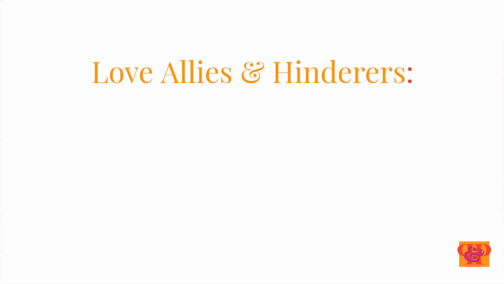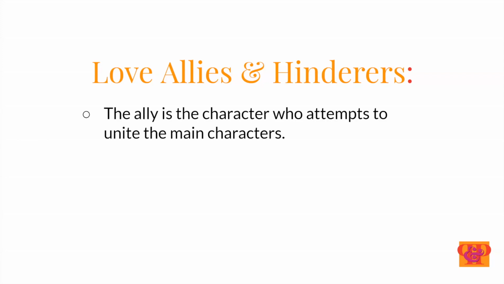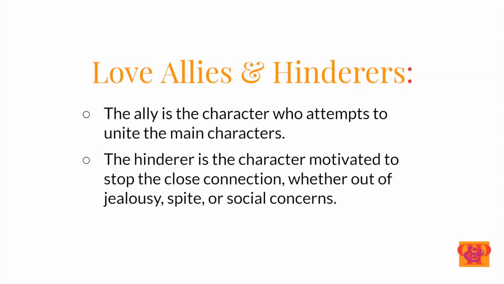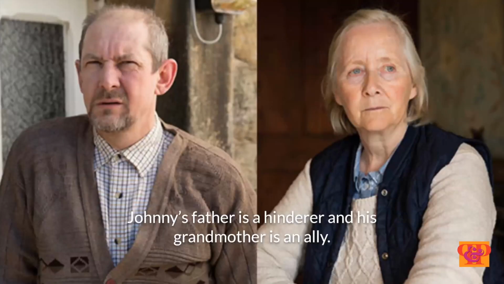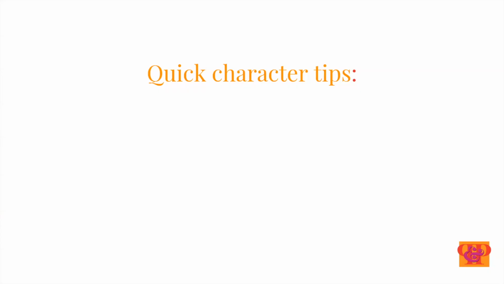A love story specifically benefits from characters who are allies or hinderers. The ally is a character who wants to help the two prospective partners get together. The hinderer is a character motivated to prevent the connection. And this could be out of jealousy or spite or social concerns. In God's Own Country, the hinderer is Johnny's disabled father, and the helper is the grandmother. Those are the essential characters.